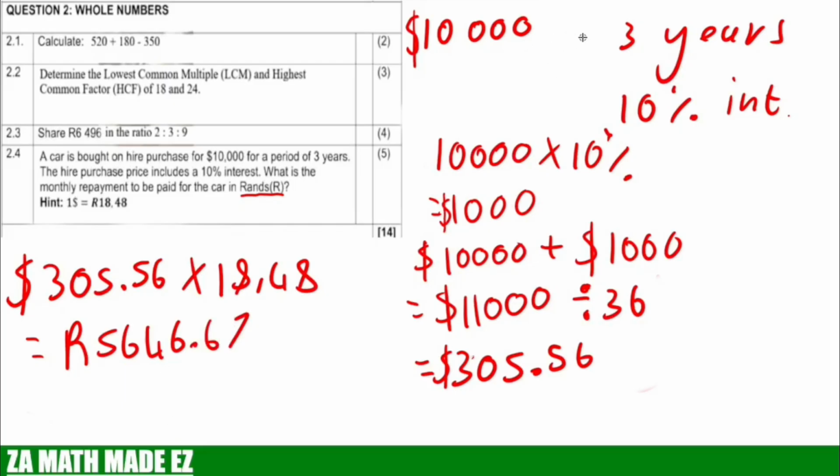Okay, so let's take you back. What we did over here, we first calculated the interest, and then we added the interest to the original amount. Then we divided the new amount, that's the original amount plus the interest added, by 3 years, and that gave us this number over here. But this is in dollars, so we had to multiply it by 18.48, the current exchange rate for $1, and that gave us the amount over here.